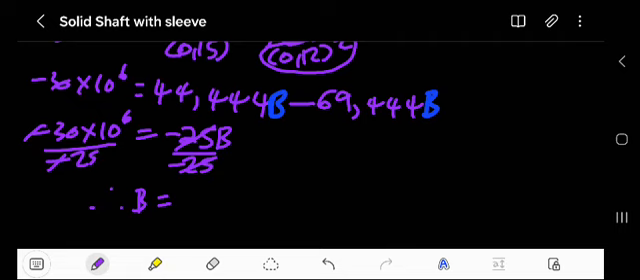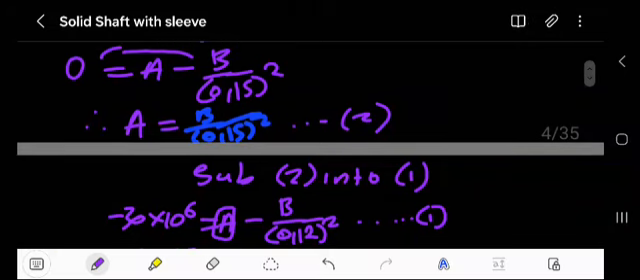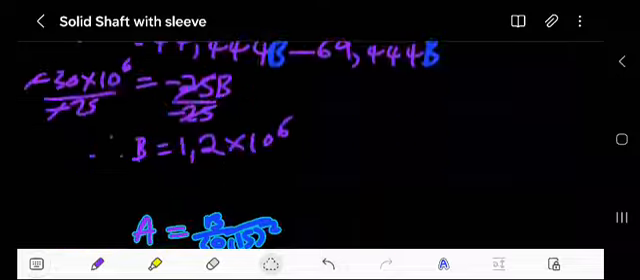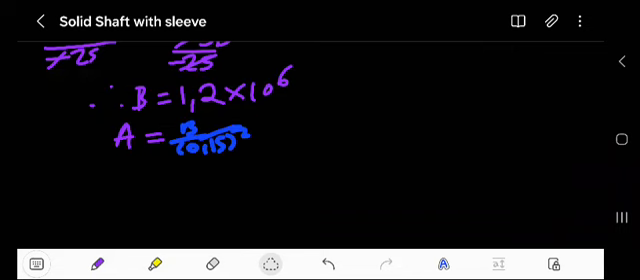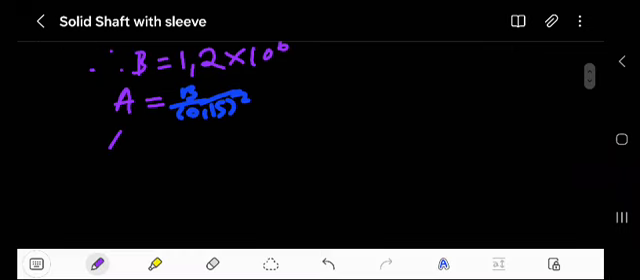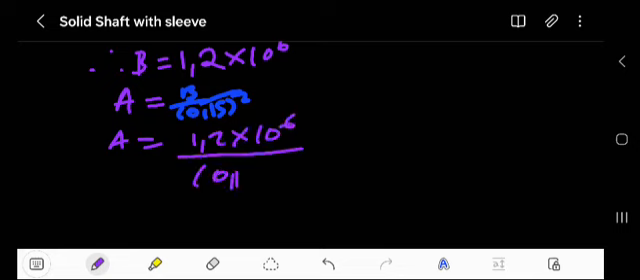Then we divide that by 25. This is the same as 1.2 times 10 to the power of 6. This is b. Then you can substitute this into a here. We can find a again. When we see b will be 1.2 times 10 to the power of 6, into 0.15 squared.